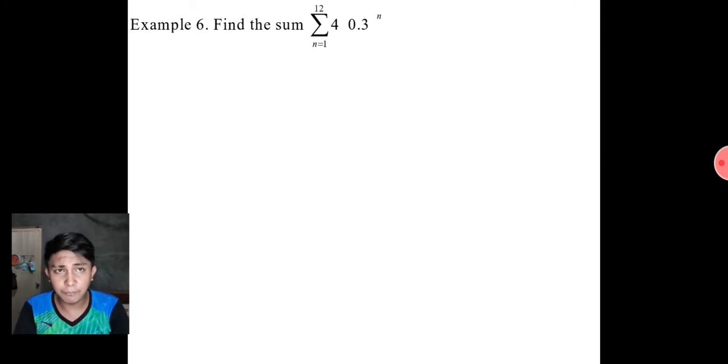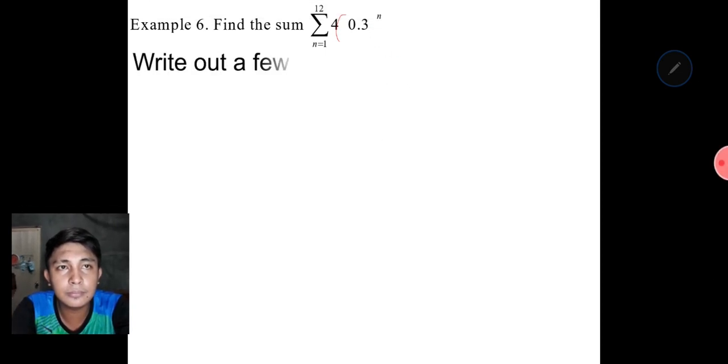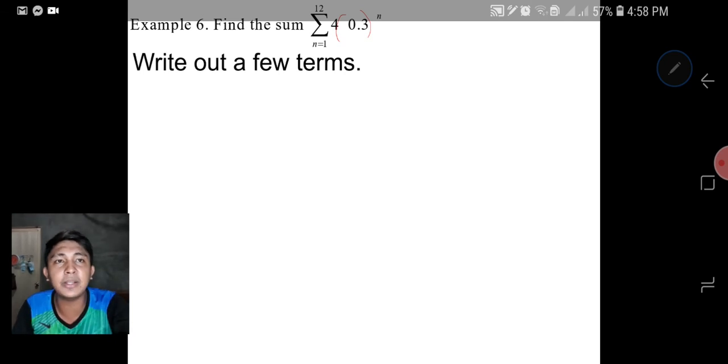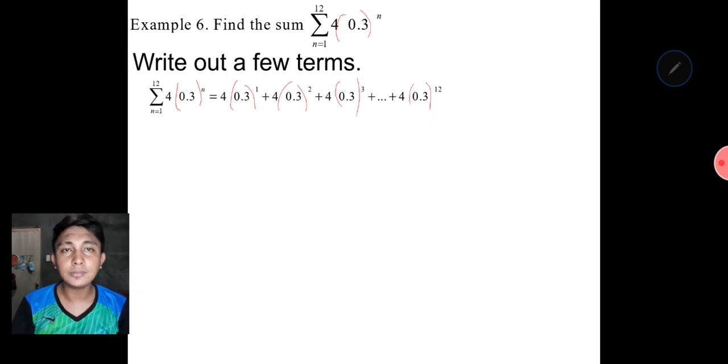Find the sum of 4 times 0.3 raised to n, where n is equal to 1 up to 12. Okay, so may parenthesis yan. So write out our few terms. So yan yung pagkakasulat ng ating term. So nakalimutan yung parenthesis. Katulad nga na sinabi ko, may pagkakaiba kapag walang parenthesis. Okay?